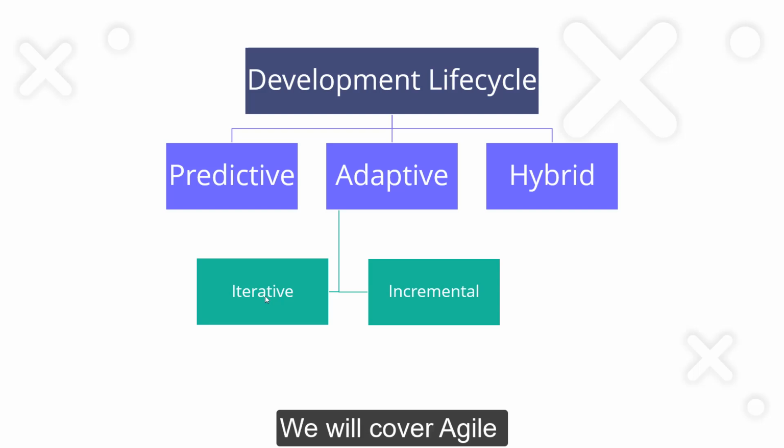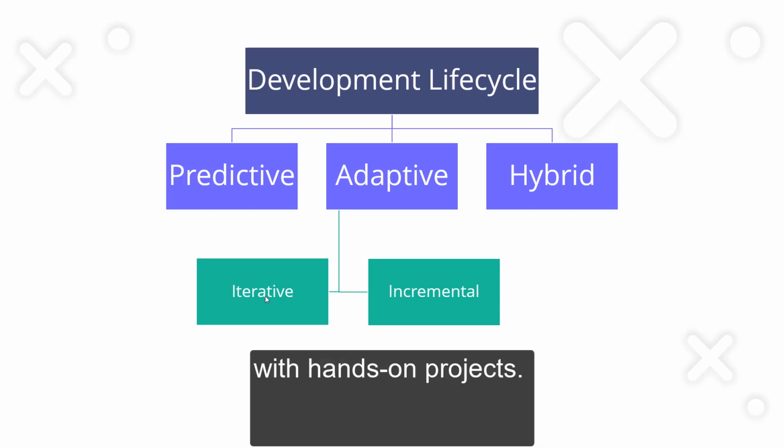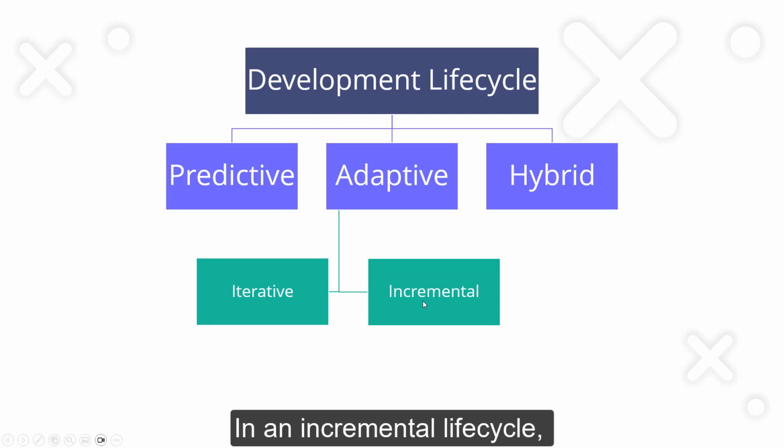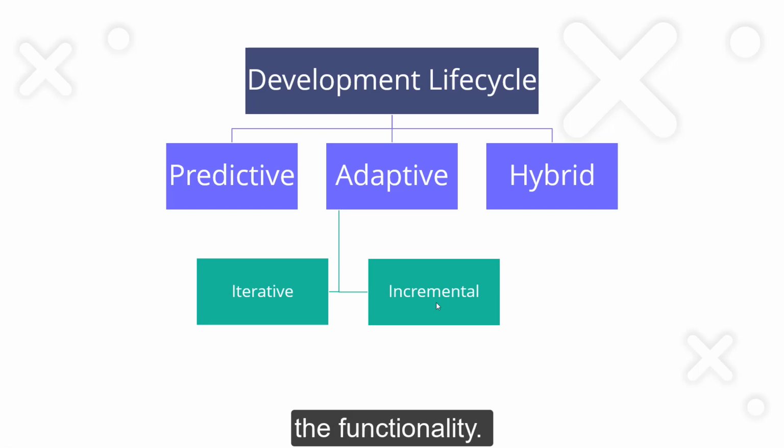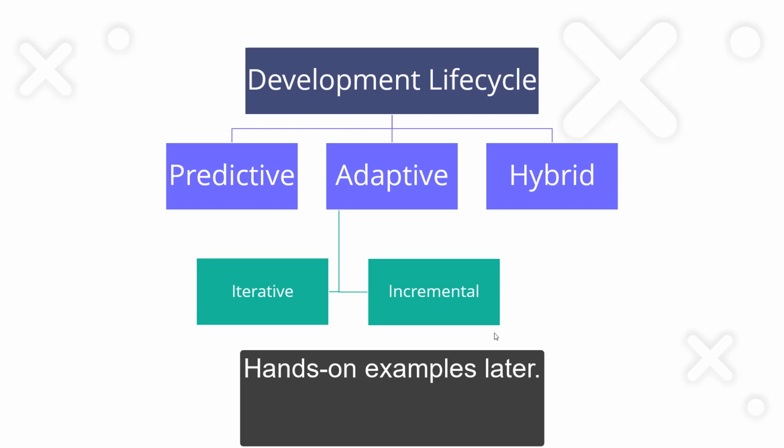We will cover agile techniques in much greater detail later in the course with hands-on projects. So I will not go into very much detail now. In an incremental lifecycle, the project is divided into increments, and each increment delivers a part of the functionality. Unlike iterative, each increment may not go through the entire development lifecycle from start to finish. You can choose how much you want to do in every increment as necessary. Kanban is an incremental lifecycle methodology and very popular. Hands-on examples will follow later.